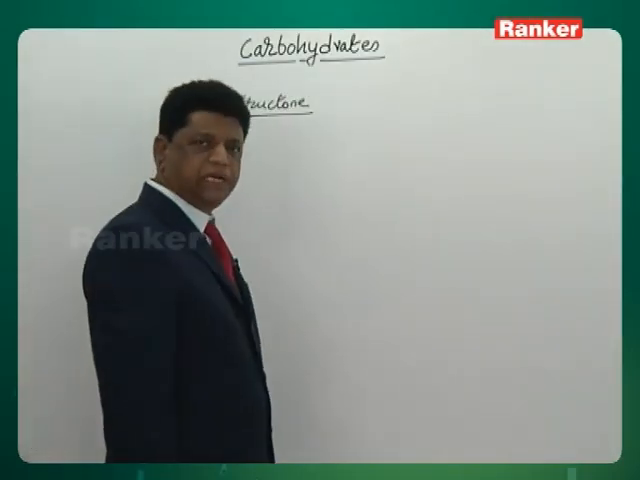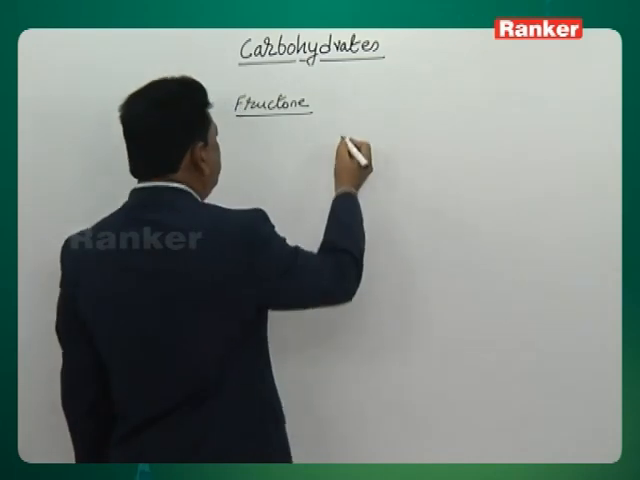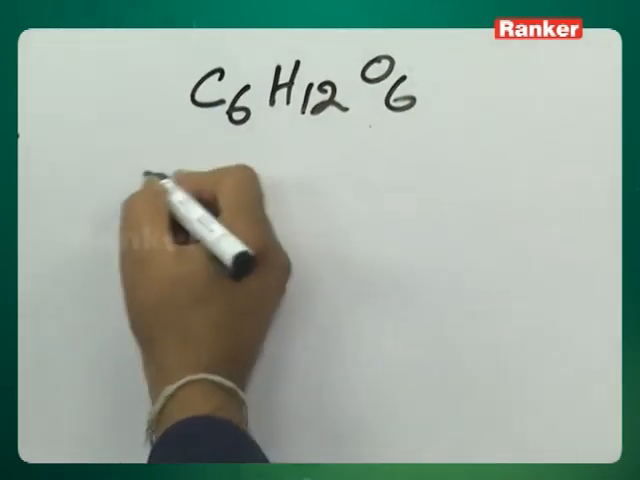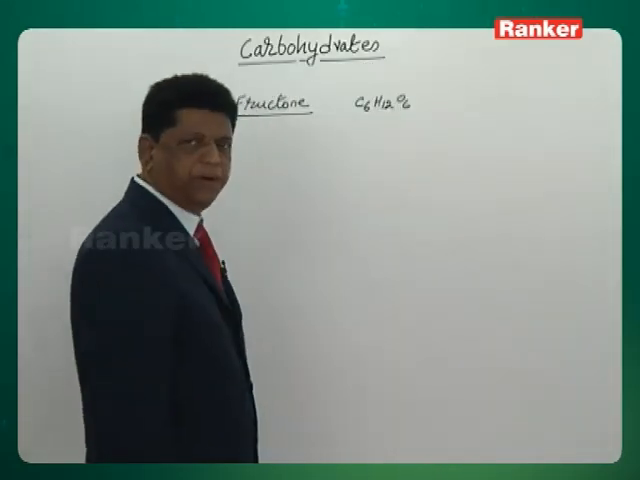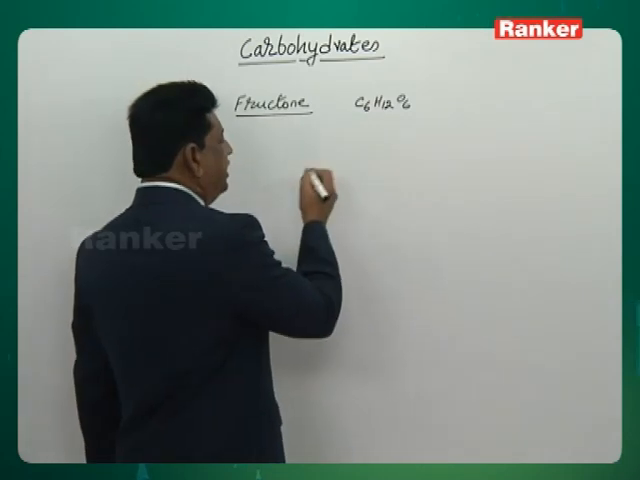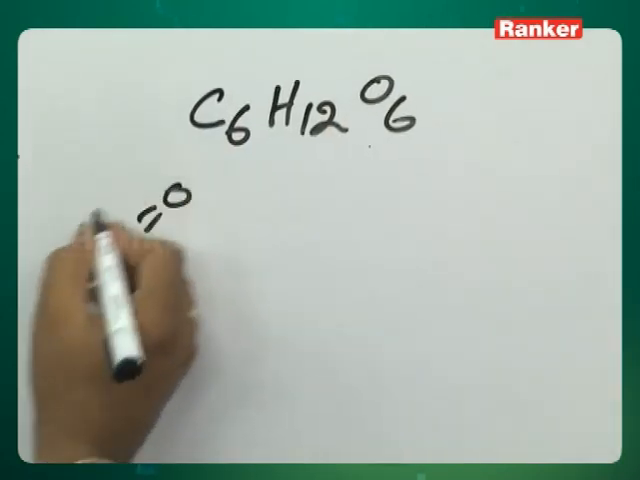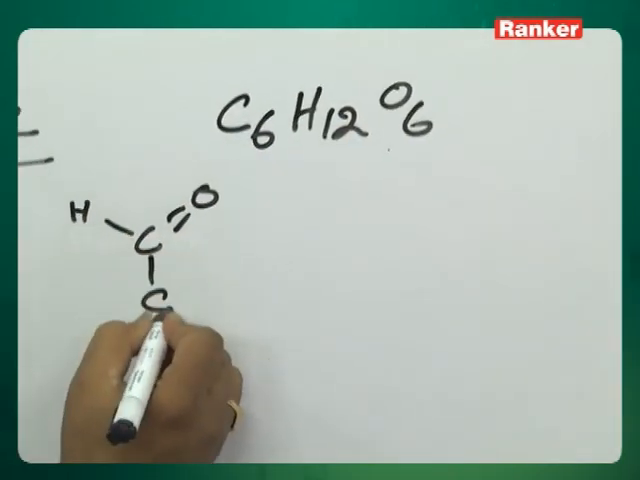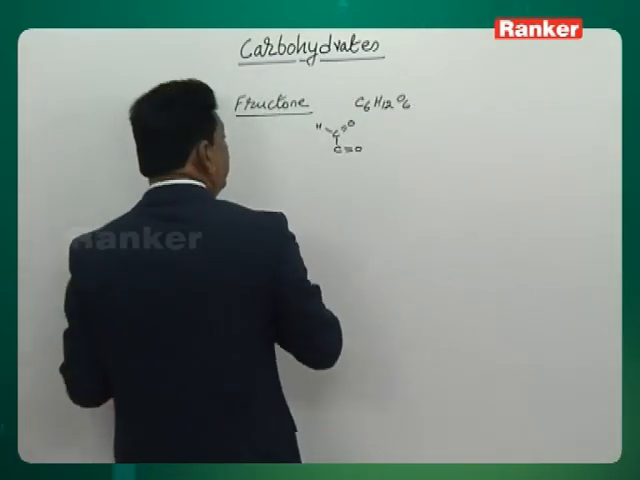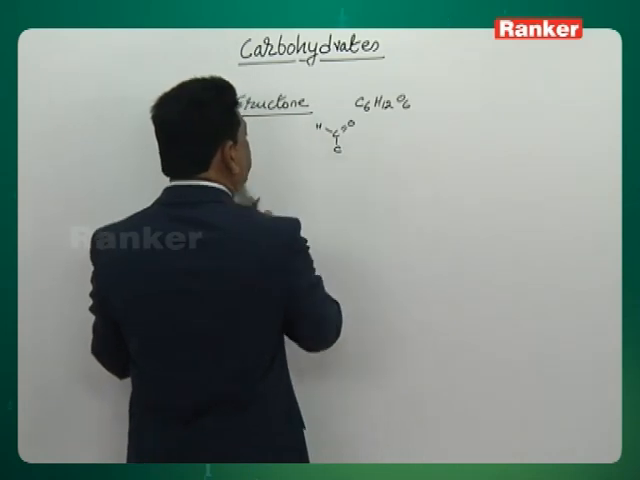Fructose is a functional isomer of glucose, which also has the molecular formula C6H12O6. The molecular formula is the same, but the properties are different, which means they are isomers. Specifically, the functional group is different. Fructose is a ketose, which contains a carbonyl group at the second carbon, whereas glucose has the carbonyl group at the first carbon.